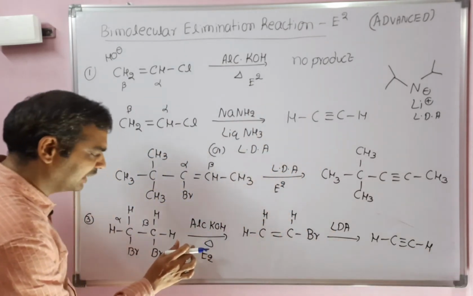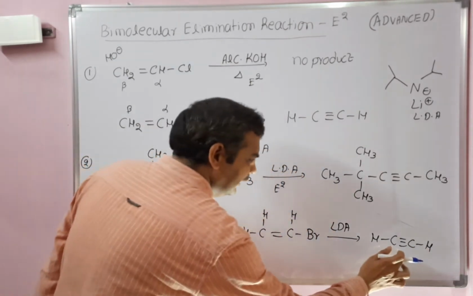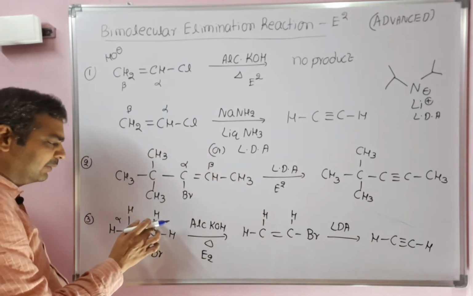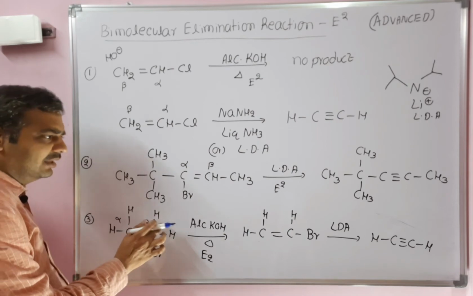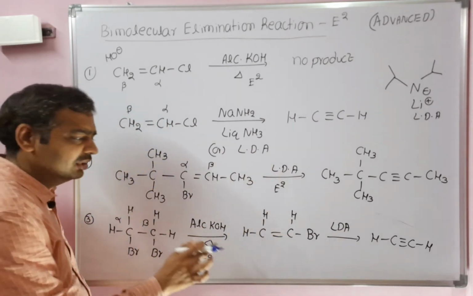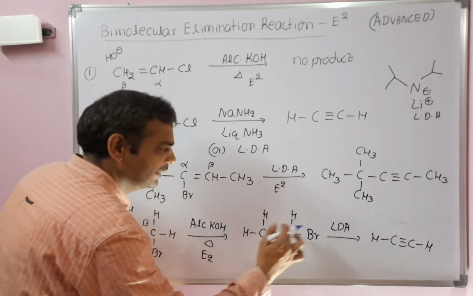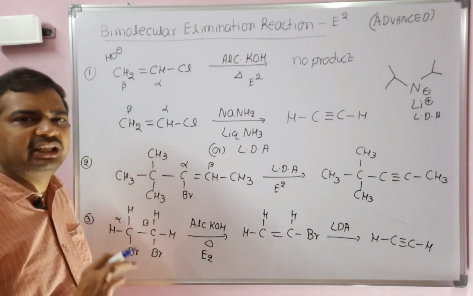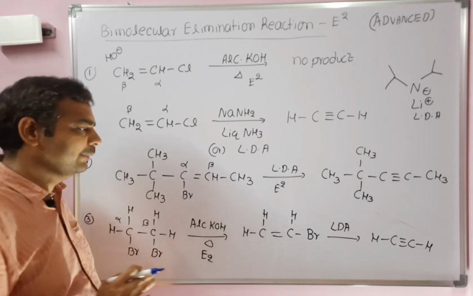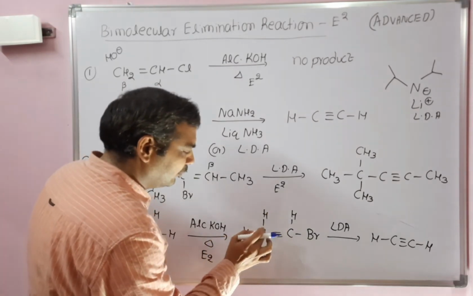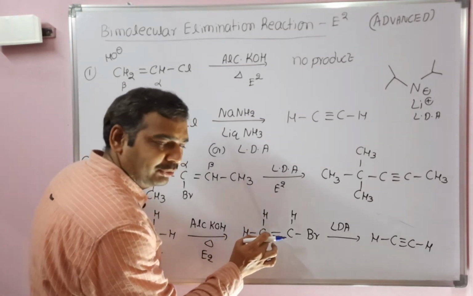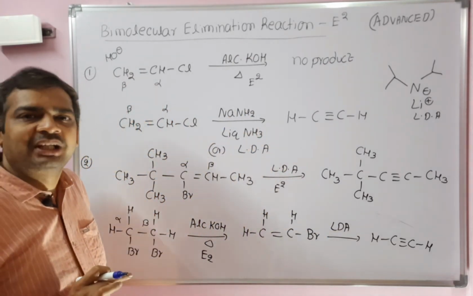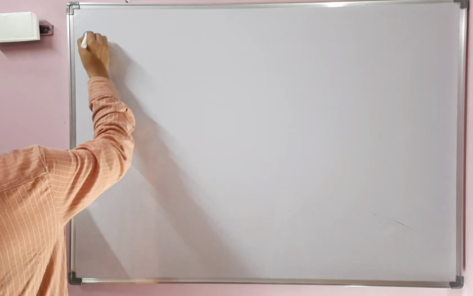Whereas if you use LDA, you will directly get acetylene. Why? Because LDA is a strong base that will abstract a proton over either here, this, or here. But with alcoholic KOH, the reaction will stop at the alkene stage. From alkene to alkyne, alcoholic KOH and alcoholic NaOH are not suitable bases to abstract a proton. To abstract a proton at a C double bond C hydrogen, LDA or sodamide in liquid ammonia are required. Clear?